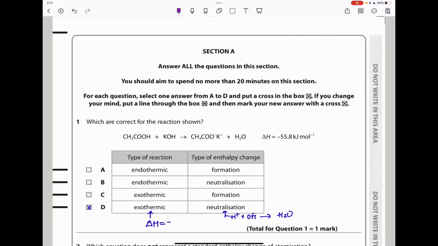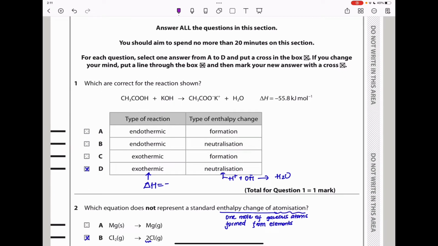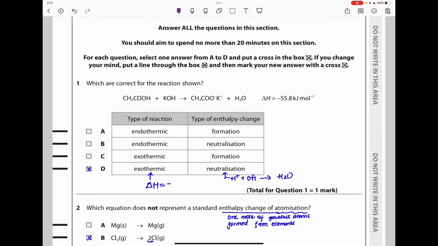Question 1 says, which are correct for the reaction shown? So here we have this reaction, and as you can see, there is a carboxylic acid reacting with an alkali here, producing a carboxylic salt and water. The enthalpy change for the forward reaction is exothermic. So they say, which are correct for the reaction shown?